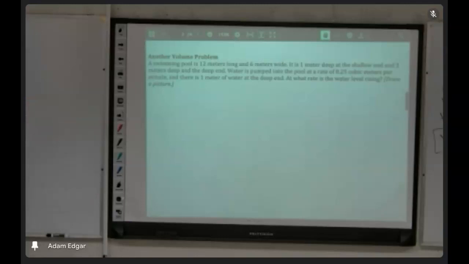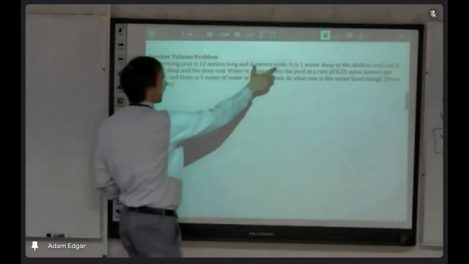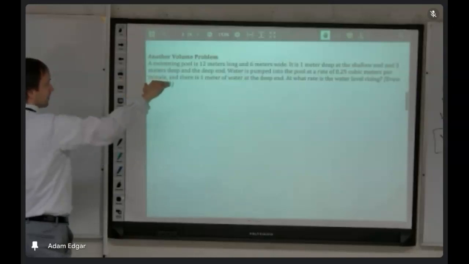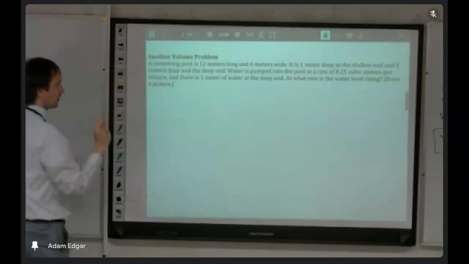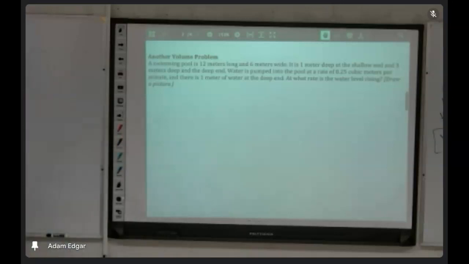To help visualize this, try to draw a picture of a swimming pool. I would recommend doing it from a cross-sectional point of view. Don't worry so much about the 6 meters wide. Think about it as 12 meters long, with 1 meter deep at the shallow end and 3 meters deep at the deep end. You just know in your head that the 6 meters wide extends 6 meters back into the page, so you don't see that third dimension, the width, in your drawing.